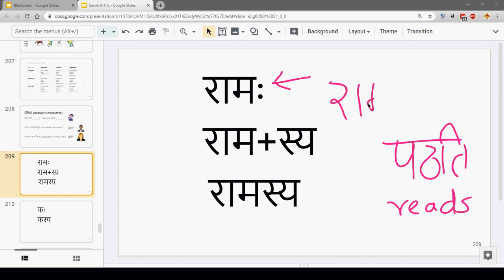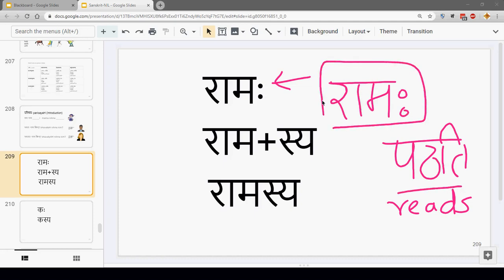So first case ending is used in present tense. But the first case ending form, when is it used? When the noun is the subject, the one performing that action. So Ramaha Pathati or Balika Pathati, like that we use. But in the Pullinga, the form will be Ramaha, Balakaha, Kandukaha, etc.